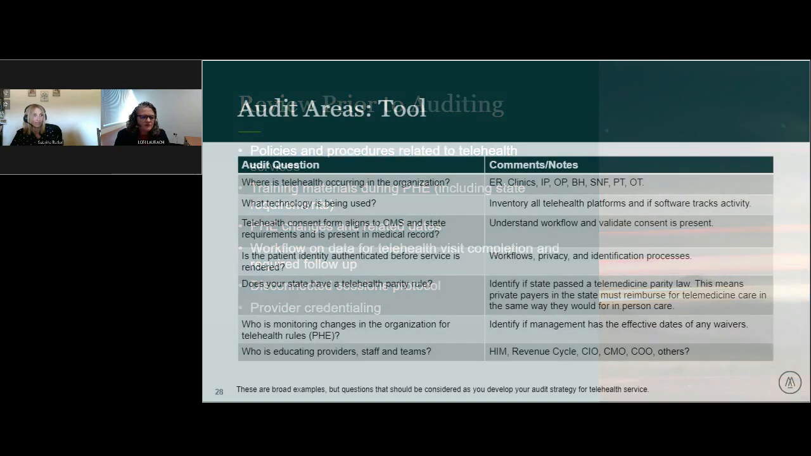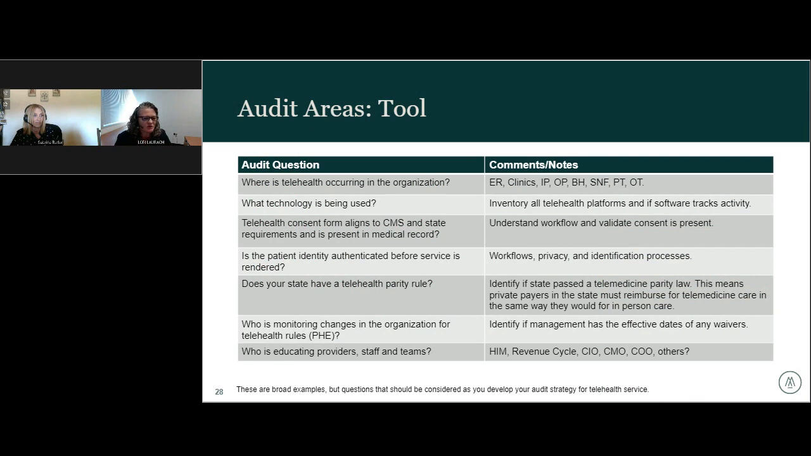So we have put together some audit questions to ask, which we've all kind of addressed already, but just some comments and notes of thoughts about it, what you should be asking and what you're trying to get from that. From patient consent, the telehealth consent forms, to who's monitoring the changes in the organization for telehealth, who's educating the providers, and how staff and teams as well. So these are just some questions that you can use yourself that we've built into our projects.